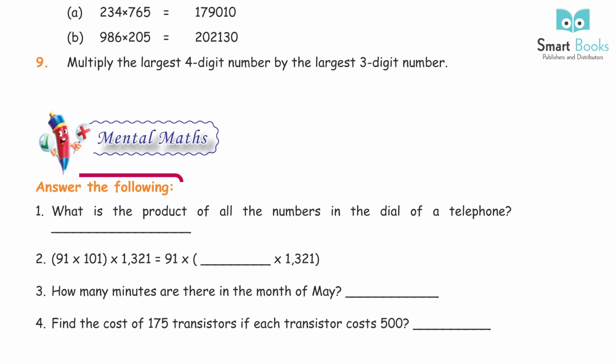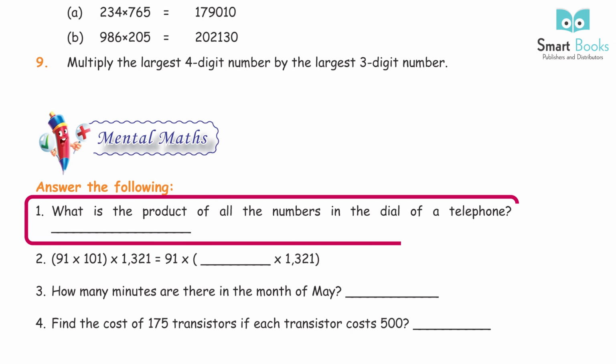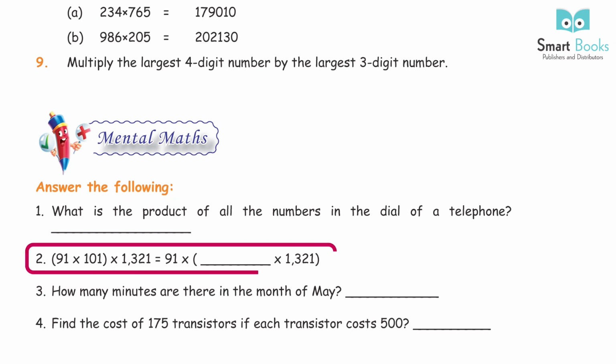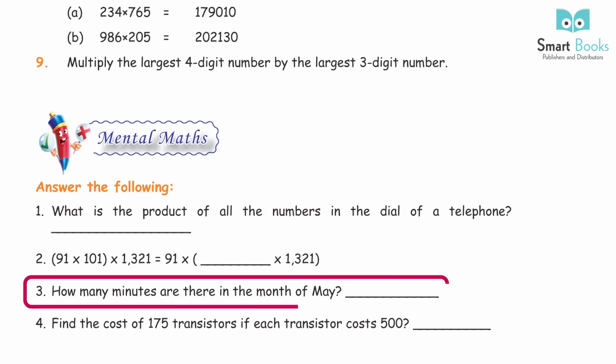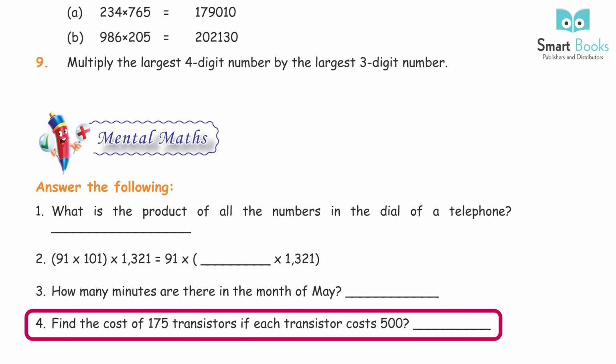Mental maths. Answer the following. 1. What is the product of all the numbers in the dial of a telephone? 2. 91 into 101 into 1321 is equal to 91 into 101 into 1321. 3. How many minutes are there in the month of May? 4. Find the cost of 175 transistors if each transistor costs 500.